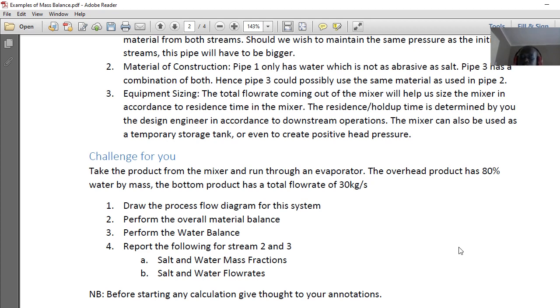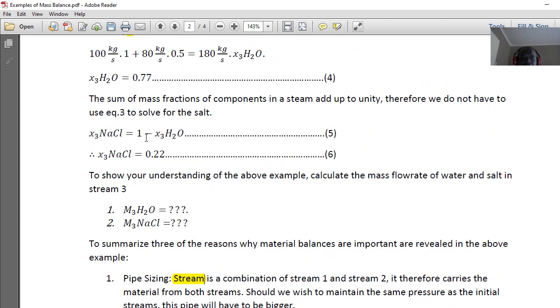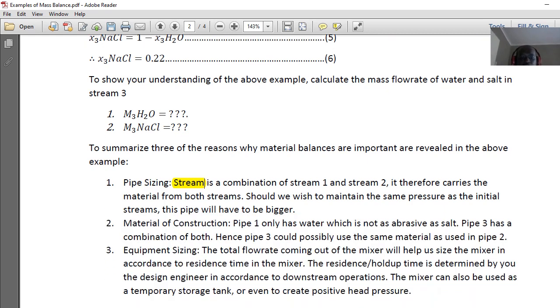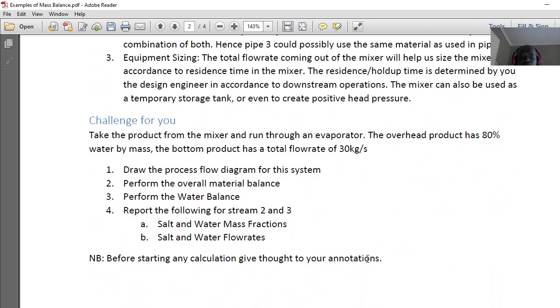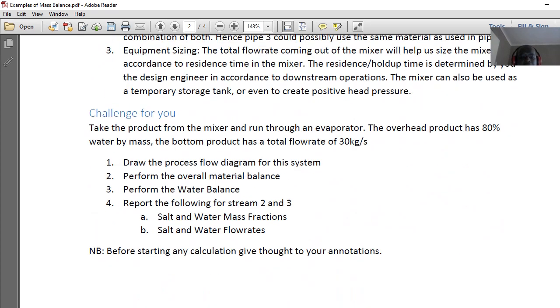So what I want you to report is what I did here. The water fraction is there, and the salt fraction is there. I also want you to do the same thing for all streams, so that will be stream 2 and stream 3, and then also report the salt and water flow rates. This is the same question that I had posed to you here, right? The salt and water flow rates, and you'll be good to go.